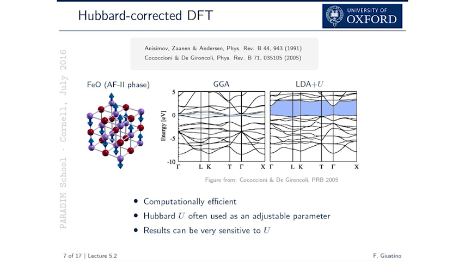Yeah. For every functional, basically, you can add the U, let's say the Hubbard U correction. It's essentially independent of the underlying functional. It comes from a different point.